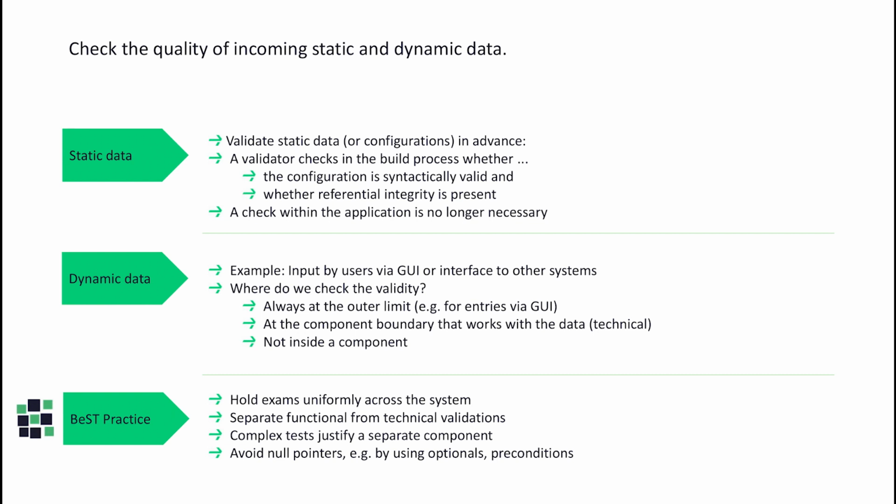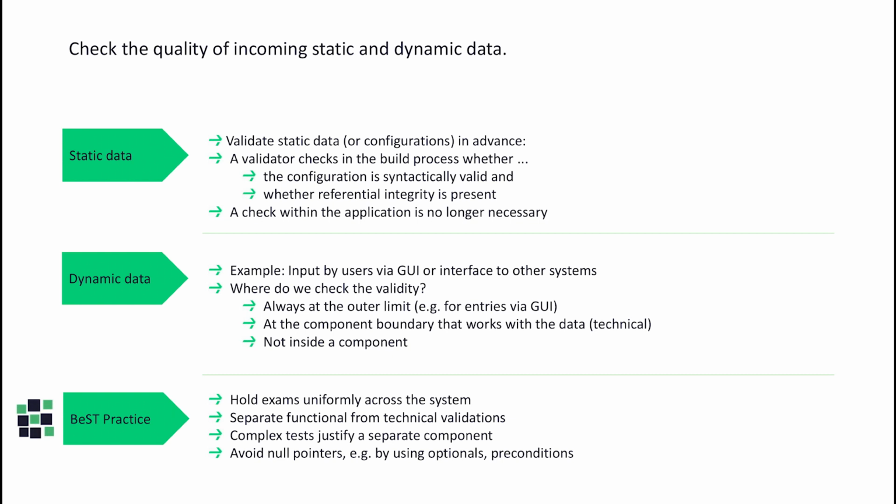The procedure is also known as linting. Data, source code, and configurations that are already available at build time can be checked statically. The syntactic correctness can be verified, for example, whether it is valid JSON or whether a Java class contains valid Java code. A check within the application for this type of error is then no longer necessary.